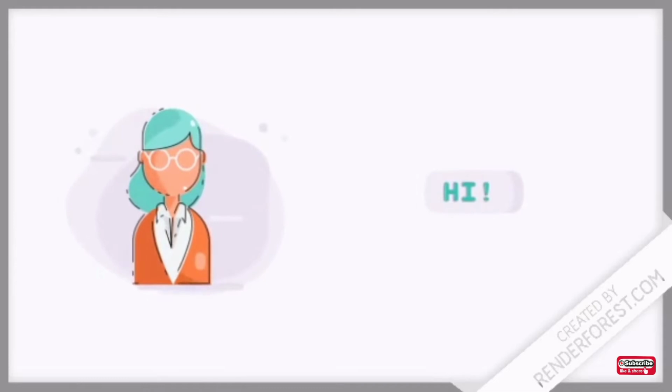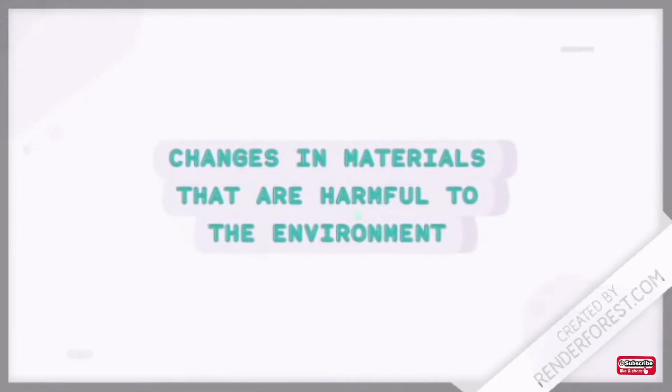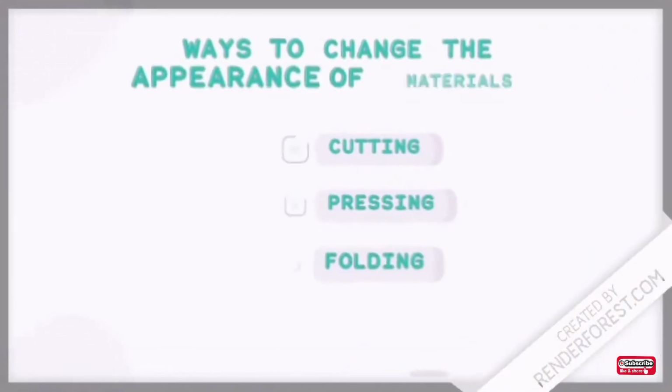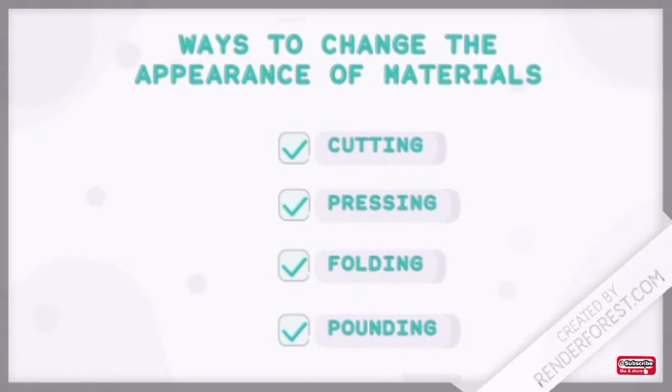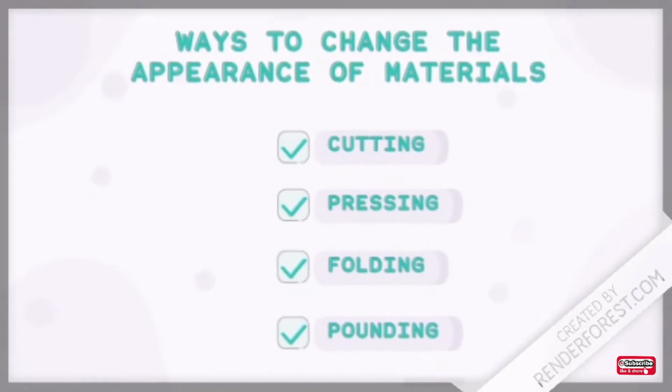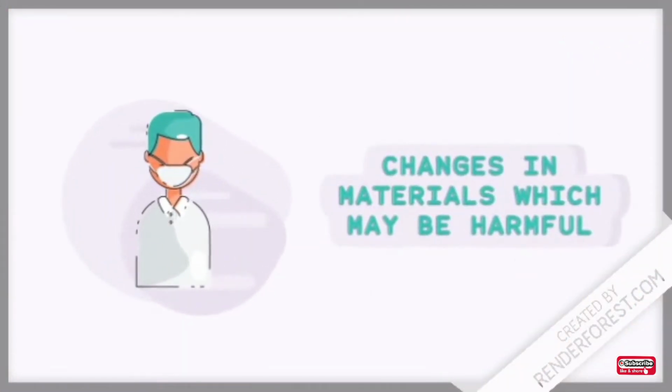Hi there! In this video, we will be talking about changes in materials that are harmful to the environment. In our previous video, we discussed actions which could be done to change the size, shape, and texture of solid materials. Among these are cutting, pressing, folding, and pounding. All could be useful in our daily lives. However, there are also changes which may be harmful. Let's take a look at some of these.